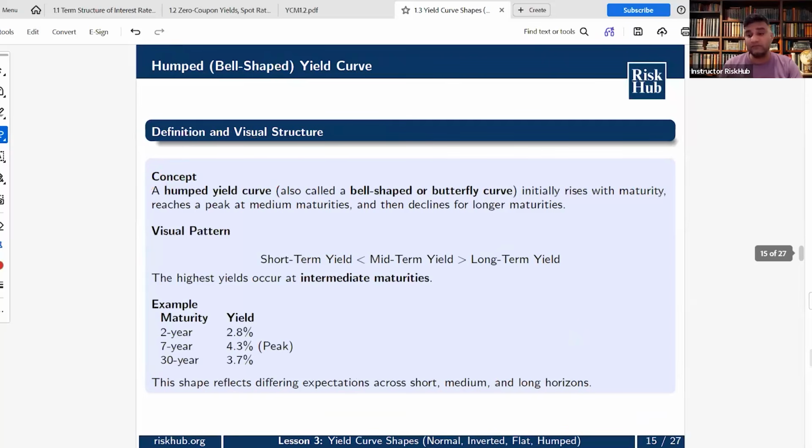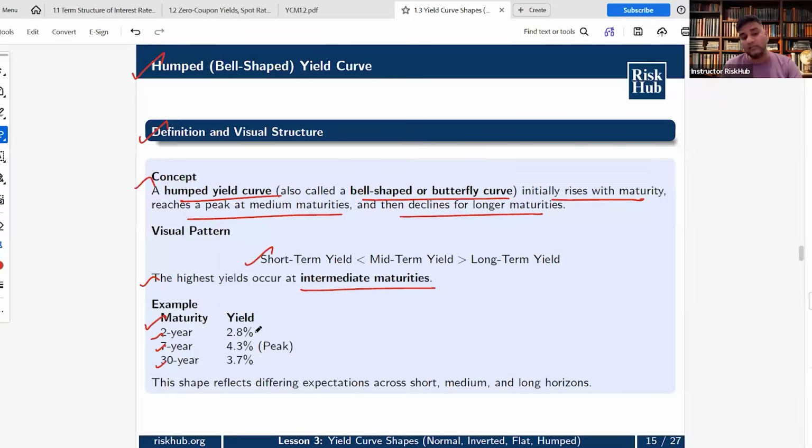Then we get into slide number 15, which is about the humped, bell-shaped yield curve: definition and visual structure. A humped yield curve, also called a bell-shaped or butterfly curve, initially rises with maturity, reaches a peak at medium maturity, then declines for longer maturities. Visual pattern: short-term yield is less than mid-term yield, which is greater than long-term yield. The highest yield occurs at intermediate maturity. The table is given: 2 years, 7 years, 30 years; 2.8, 4.3, which is the peak, and 3.7. This shape reflects differing expectations across short, medium, and long horizons. So quite simple to understand.